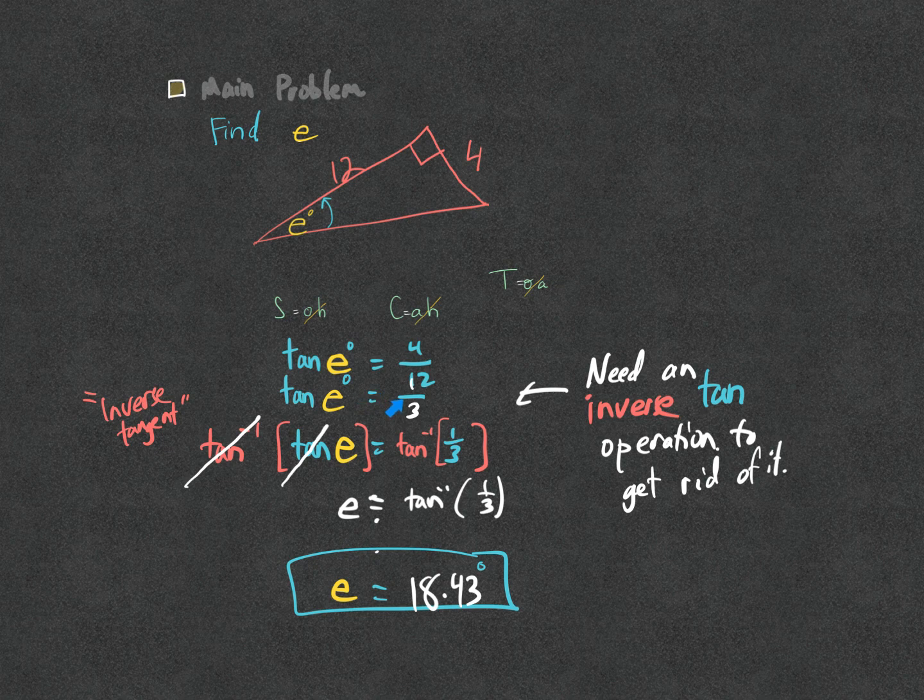So take this blue equation, and on the left in red we'll do the inverse tangent, and on the right we'll do the inverse tangent. So this is a key in our calculator. I'll show you in the next slide how to find it. And the inverse tangent of tangent, they undo each other, leaving us just with E. So E is equal to the inverse tangent of 1/3, and we can do that on our calculator.